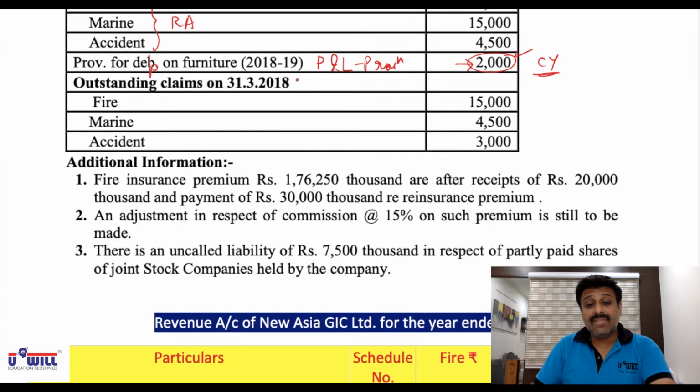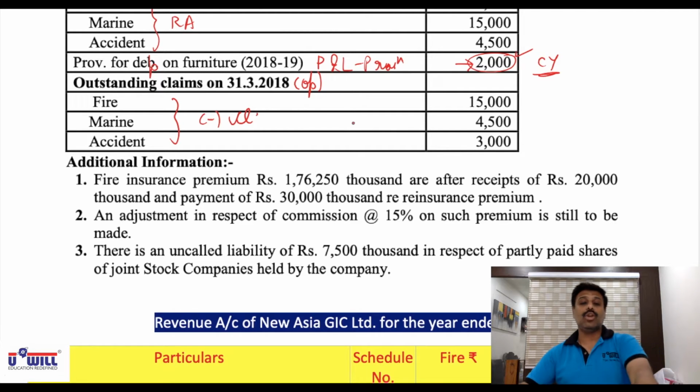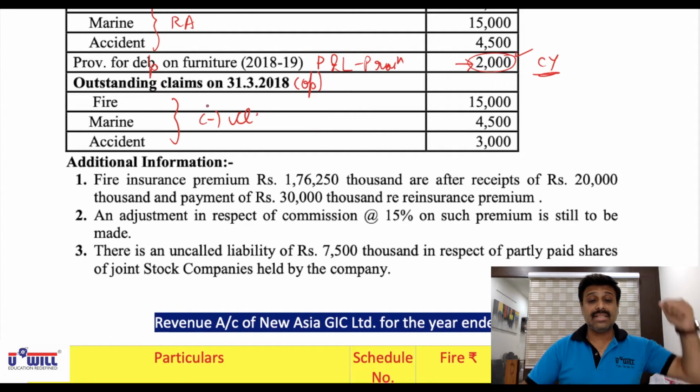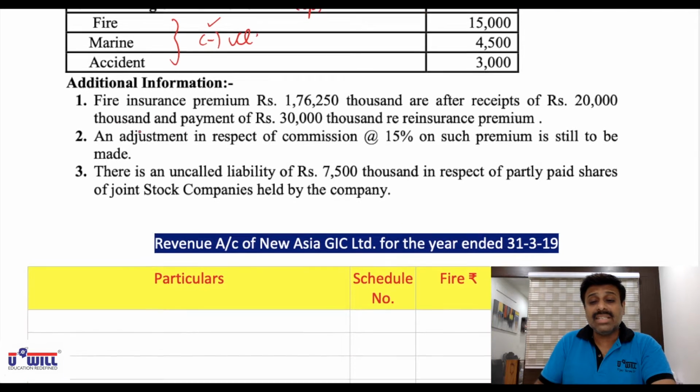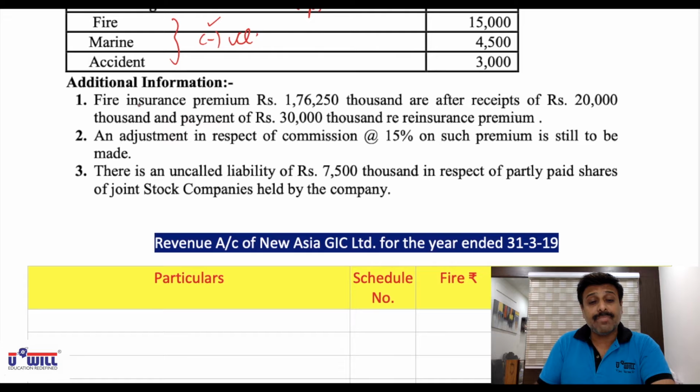Outstanding claims, now 31380 means opening outstanding. So opening outstanding we will minus in claims. Had it been closing outstanding, then we would show it in current liability. But opening outstanding means it belongs to last year, but we have paid the amount in the current year. So we will minus it from claims. That is not a current year's expense. Since it is of last year, we will minus it from claims. This adjustment we also did in the last lecture.